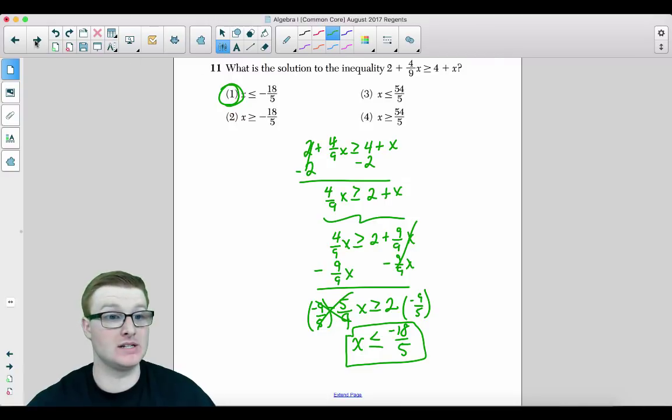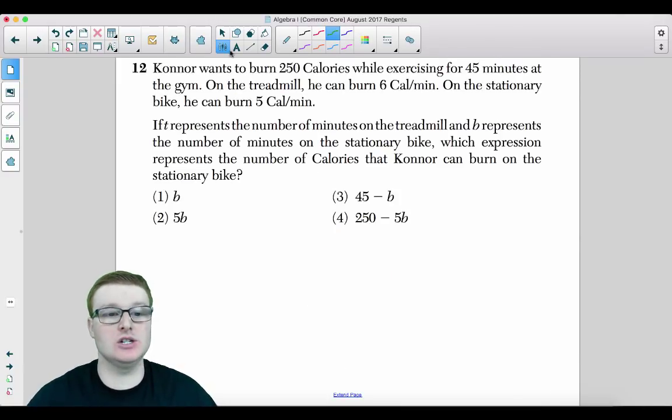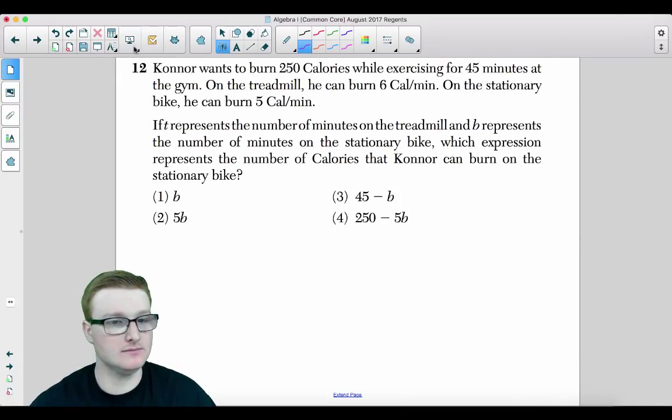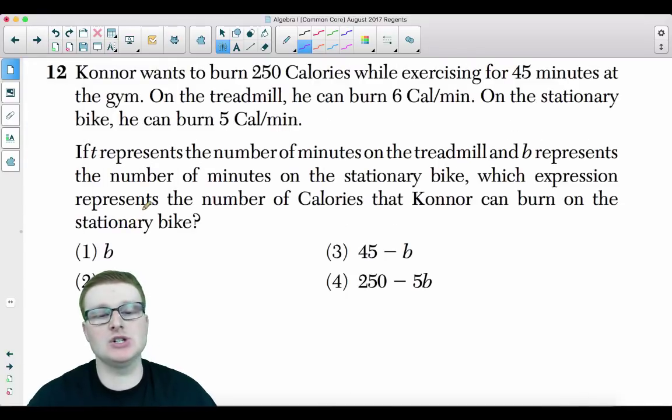Okay? Pretty simple. Last question of this video, number 12. Konnor wants to burn 250 calories while exercising for 45 minutes at the gym. On the treadmill, he could burn 6 calories a minute. On the stationary bike, he could burn 5 calories a minute. If T represents the number of minutes on the treadmill and B represents the number of minutes on the stationary bike, which expression represents the number of calories that Konnor could burn on the stationary bike?